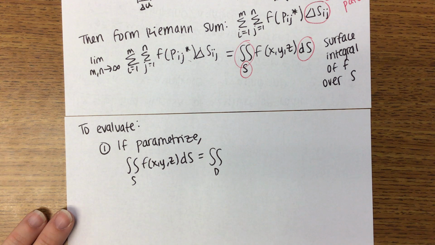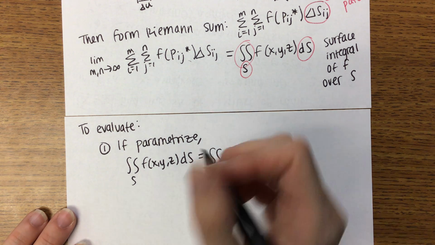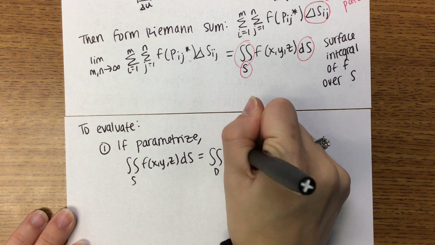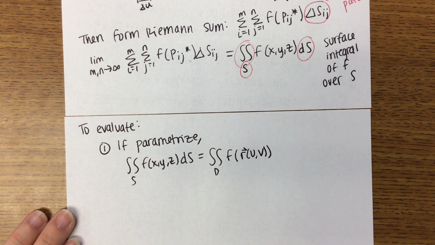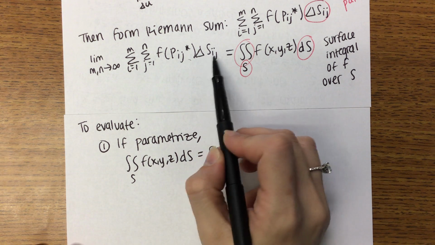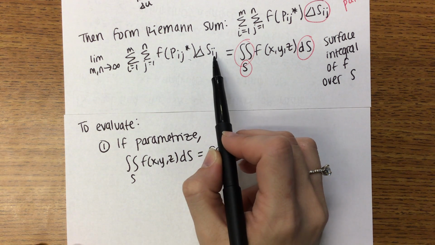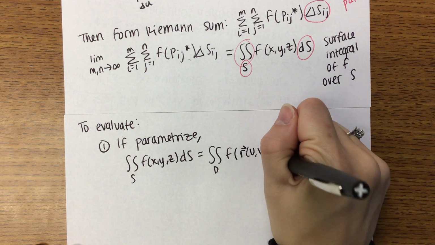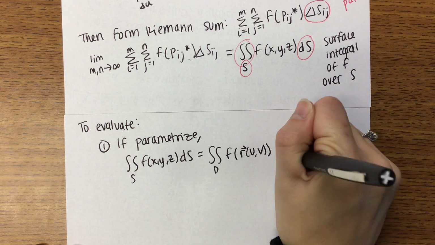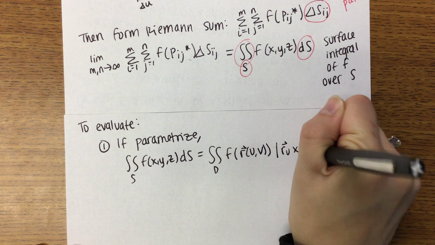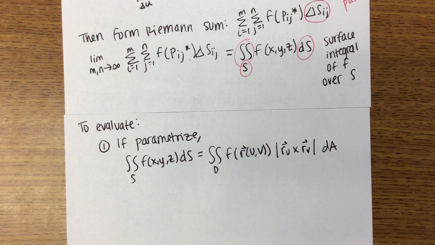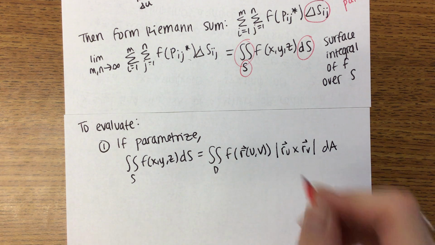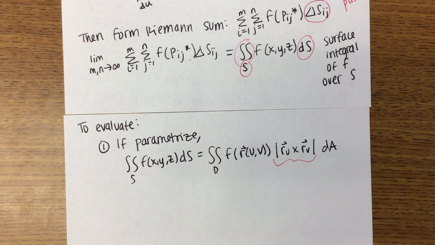Again, like we wrote above, D is the region in the UV plane. It'll be f of r of u, v. And then we talked about how that delta S of ij was the area of the patch. So this will be the norm of r_u crossed with r_v dA. And that should make sense. You guys have seen this before. It's a surface area.